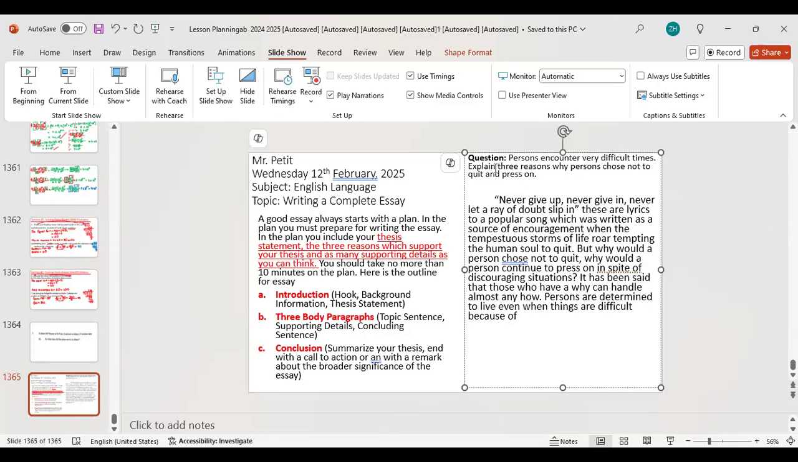I think I should change the question. Explain 3 reasons why persons choose to live and not quit. I'm gonna do this and send it to you on my own. Okay, good. Persons are determined to live even when things are difficult because of what? Because of their religious beliefs. What else?